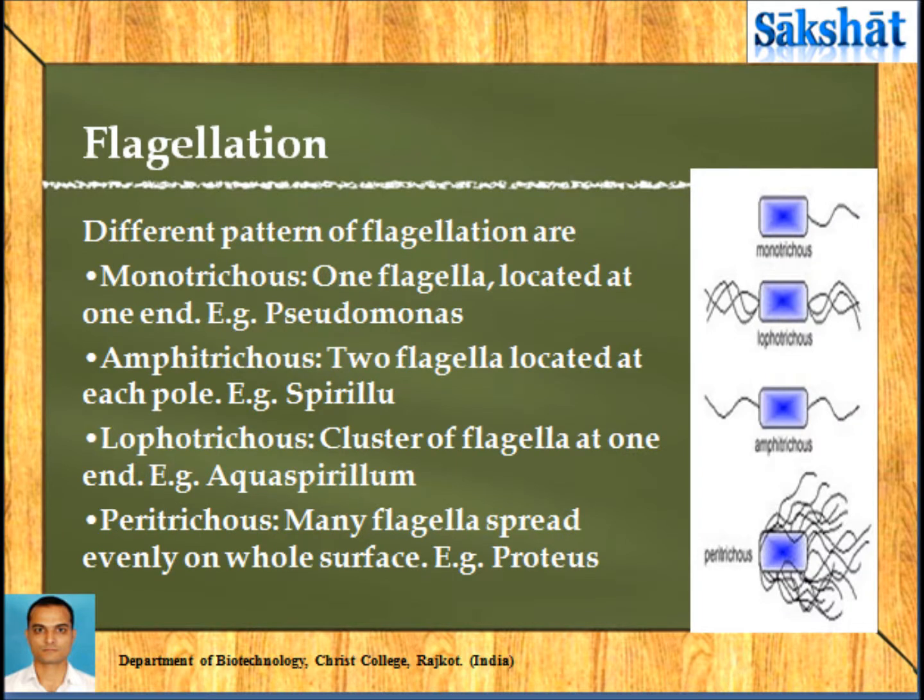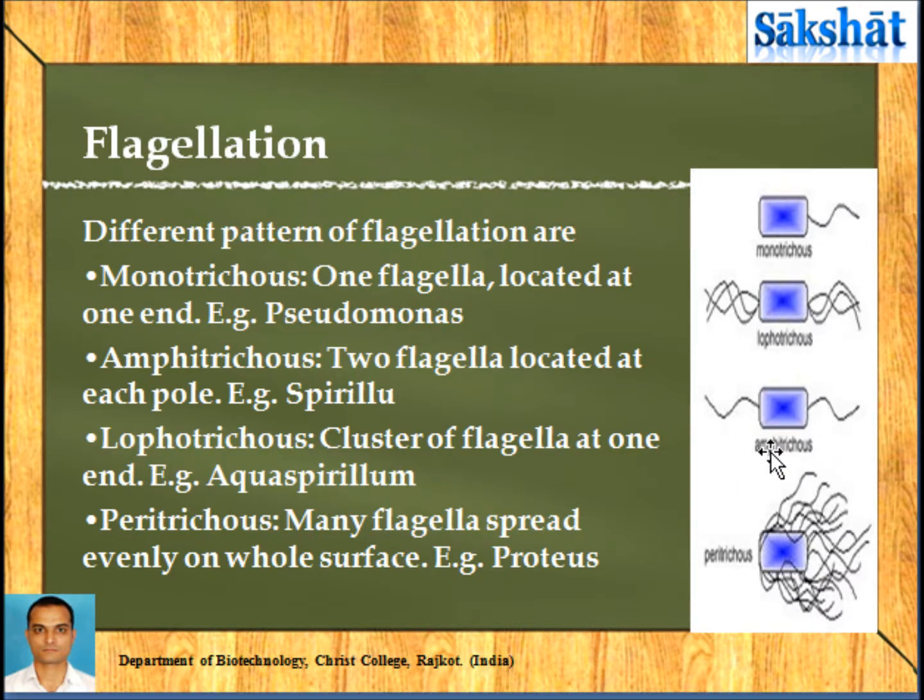What is flagellation, or what is a flagellar arrangement? There are different arrangements of flagella found on a bacterial cell. Different patterns of flagellation are monotrichous, amphitrichous, lophotrichous, and peritrichous. In monotrichous, one flagellum is located at one end. For example, in Pseudomonas species, monotrichous flagella are observed.